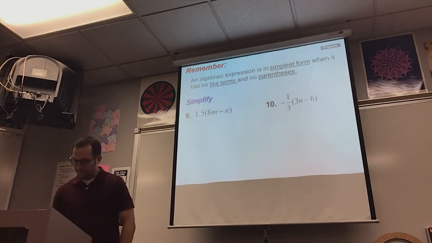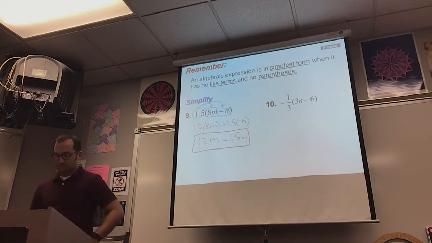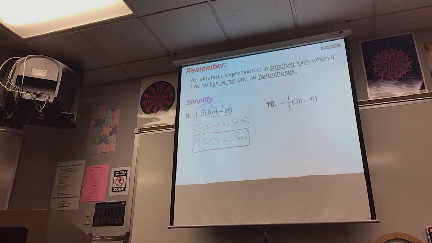Work with your partner. How did you get it, sweetheart? Remember, you do 1.5 times with your parentheses around your 8. Okay? You're there. Plus, negative. There you go.